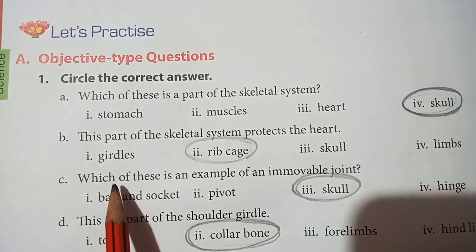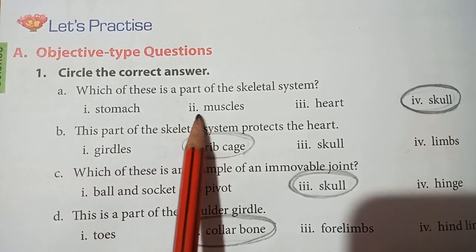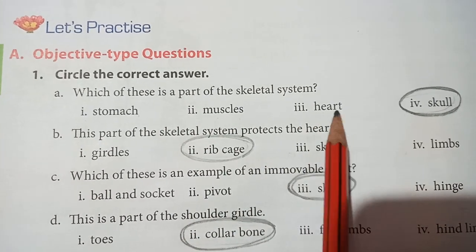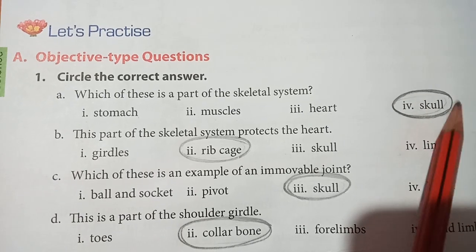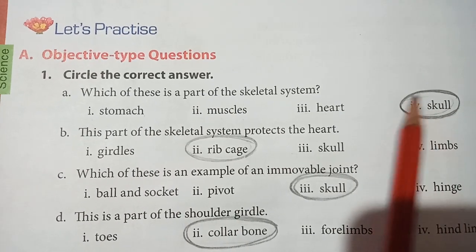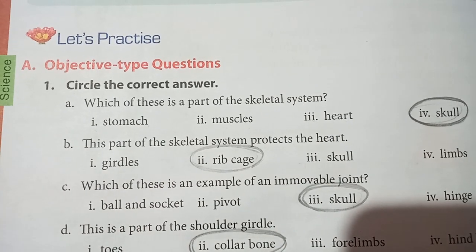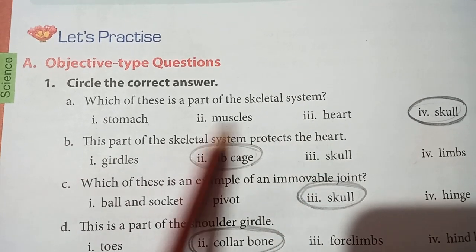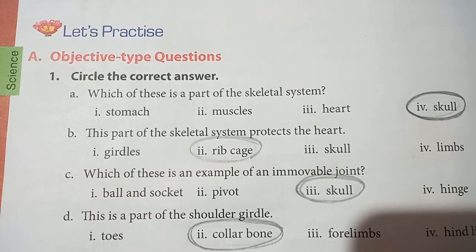And I know you know the answer. First one we have stomach, second muscles, third heart, and fourth we have skull. So the answer is skull. Skull is the only part of the skeletal system and the rest are really very different. These are not part of your skeletal system. Only skull is a part of your skeletal system.